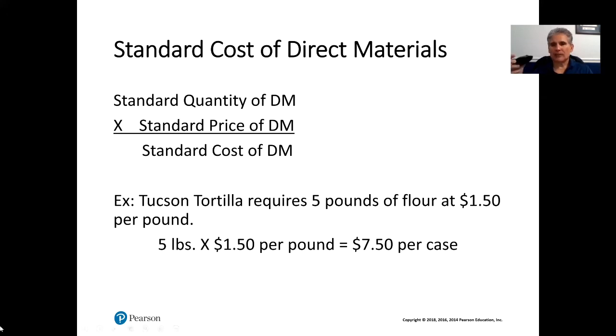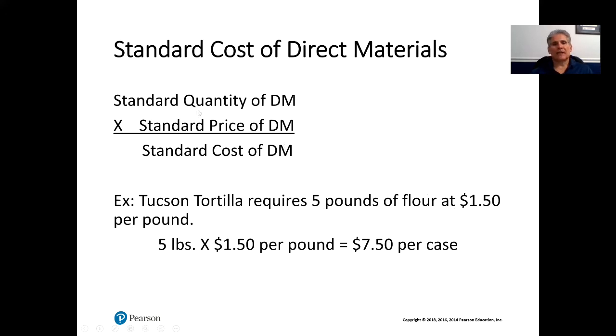But for the plastic resins, you're likely going to be using weight. How much? Because you buy it in pounds anyway. And then if we're going to use the example that's being used in the textbook, Tucson Tortilla. Well, to produce tortillas, you know that you're going to need flour. Flour is the base ingredient of tortillas. And so Tucson Tortilla uses 5 pounds of flour.